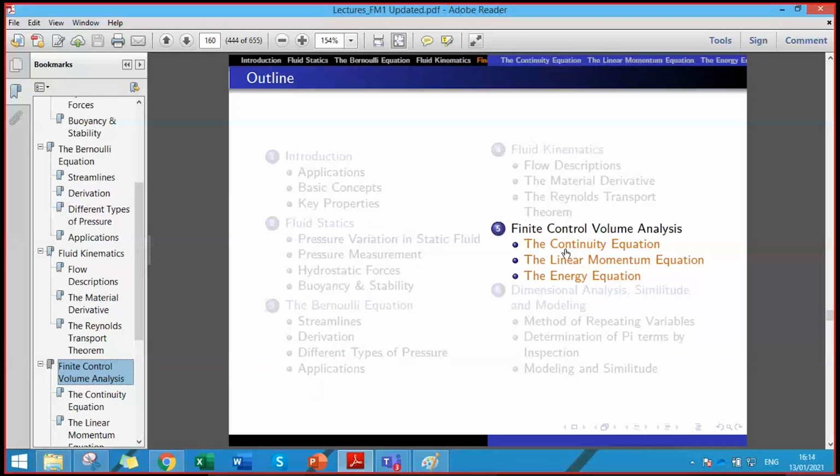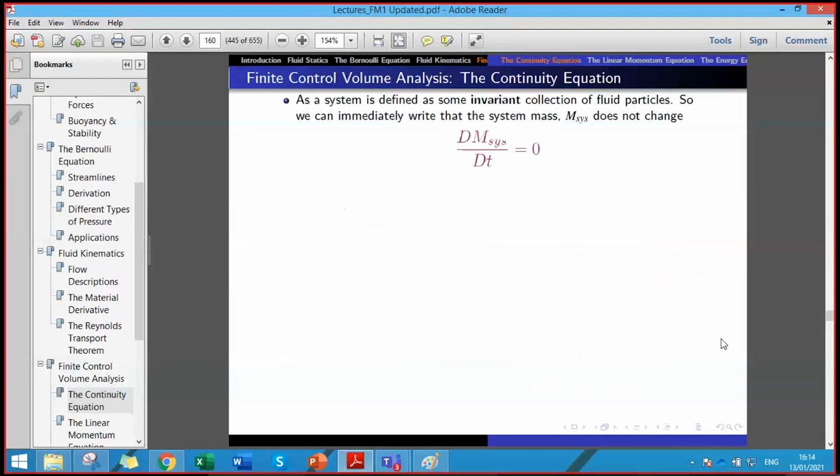And then one by one, we'll be discussing these equations in detail. So in the next class, we'll start with the continuity equation, then we'll discuss the momentum equation and then the energy equation. So any question from today's lecture?